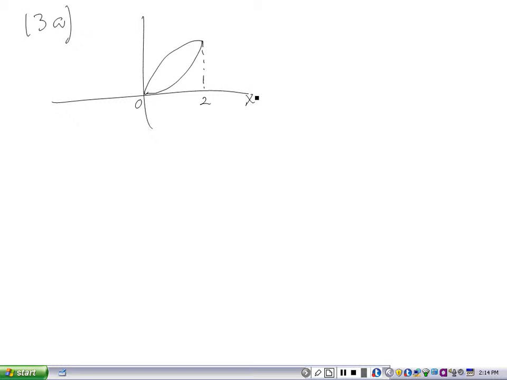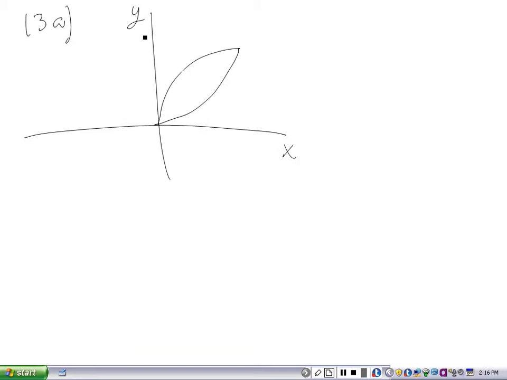This is 2, the x-axis, the y-axis. Here's the so-called radius slice. It's in terms of delta x. We're going from 0 to 2. Alright, so just put the radius here in different colors.